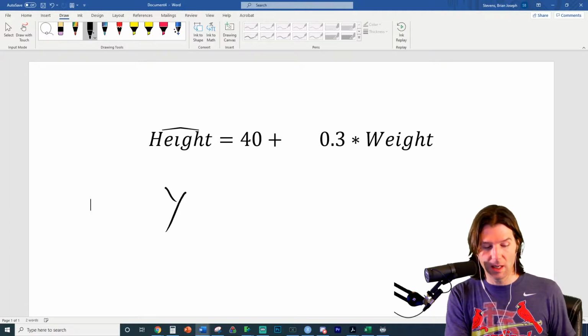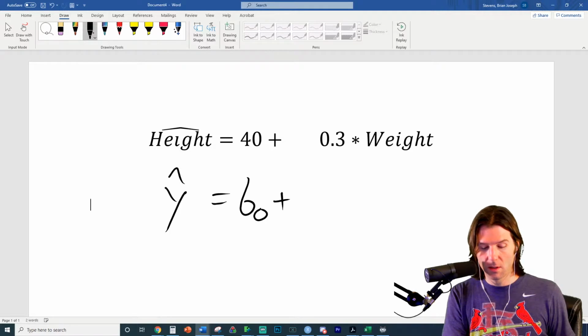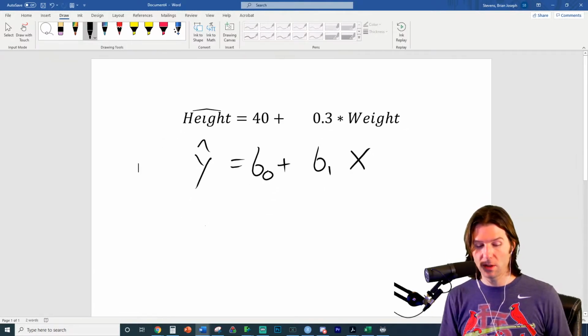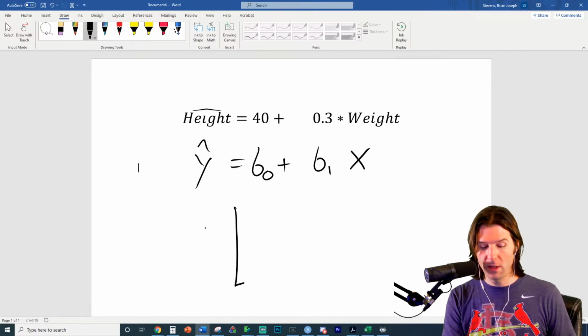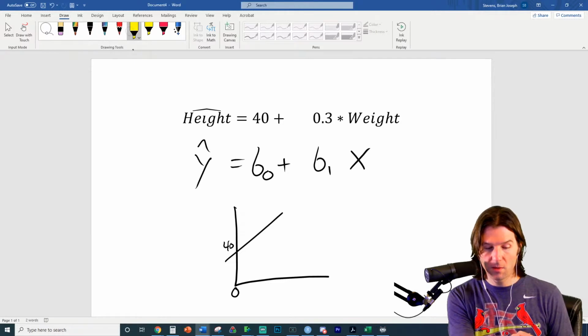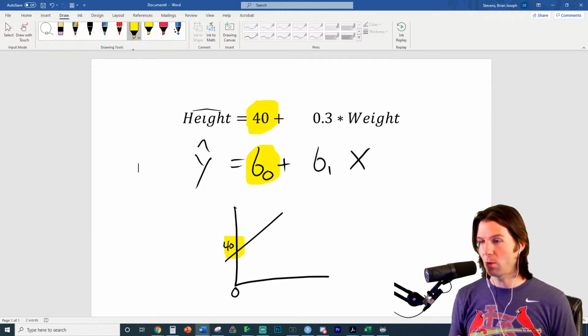The predicted height is y hat. This is the intercept. This is the coefficient of the slope. And this is the x variable. When you visualize this, we would have a line, and the line would hit at 40 on the y-axis. The 40 that the line hits when x is equal to 0 is b0.